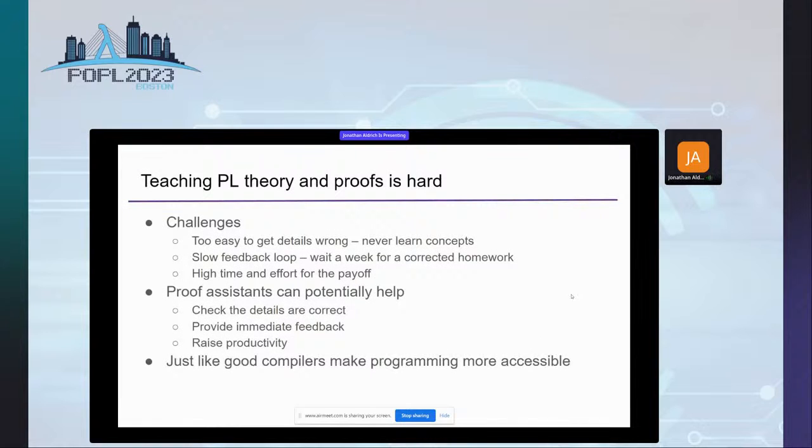Well, teaching programming language theory and proofs is hard, right? It's a lot of fun, actually, I think, and it's very rewarding, but it can also be challenging. And I think mathematical proofs in general are difficult, right? There's a lot of details. It's very easy to get them wrong. I think the discipline of thinking in a rigorous mathematical way is maybe not natural to many students. I think for some of us it is. Maybe that's why we gravitated to this field, but it isn't for everyone. And so you have to learn that. And it is possible to learn it.